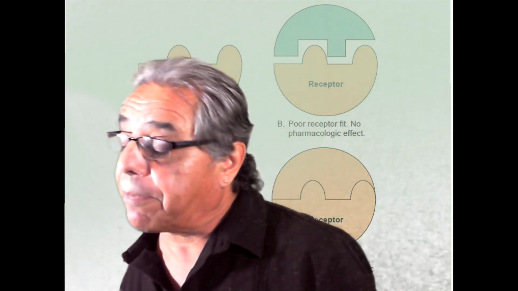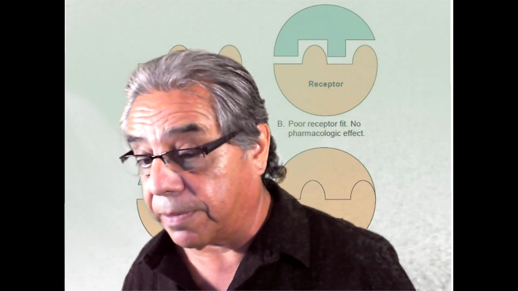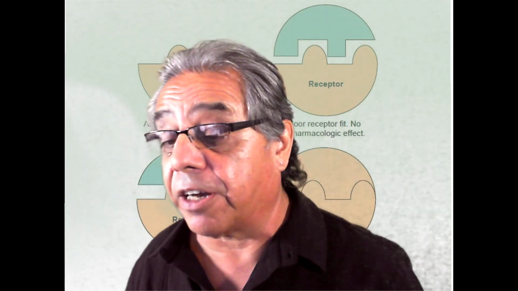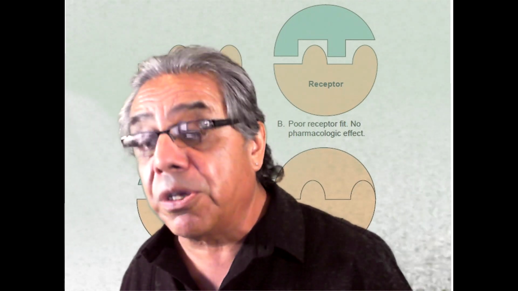Now, what types of receptors are there? There are adrenergic receptors. These respond to the sympathetic nervous system. There are cholinergic receptors. These respond to the parasympathetic nervous system. And there are histamine receptors, and these are involved with the immune response.